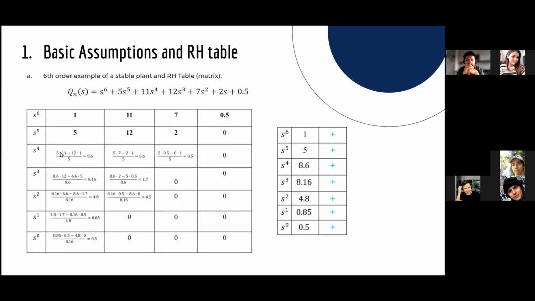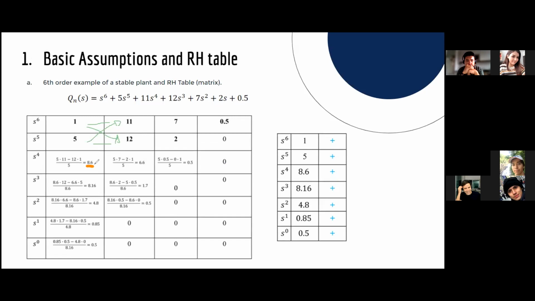So for the s^4 row, there are some formulas for this, but I prefer to see it like this. We're going to take the coefficient in this position, and we're going to multiply it diagonally to the right side. Then we're going to subtract the other diagonal, the 1 times the 12, and we're going to divide everything by the 5, which is our initial value. And as you can see, the result we get is 8.6.